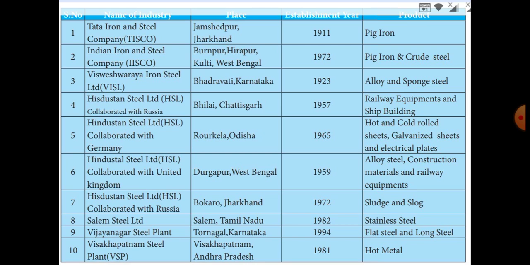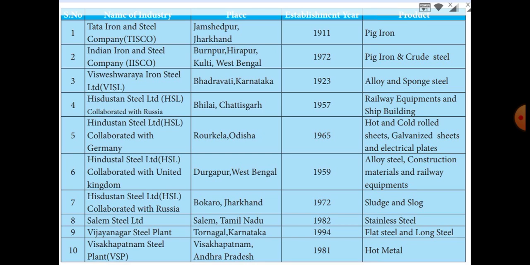Then the fourth one is Hindustan Steel Limited, HSL. HSL means Hindustan Steel Limited. This industry is situated at Bhilai in Chhattisgarh. It was established in the year 1957. Some railway equipment and shipbuilding items were produced through this particular industry.